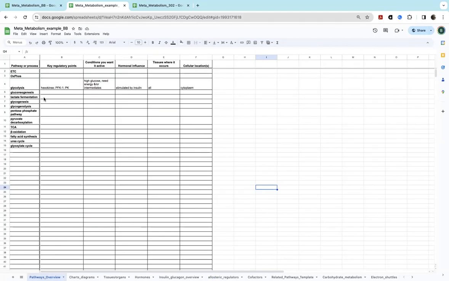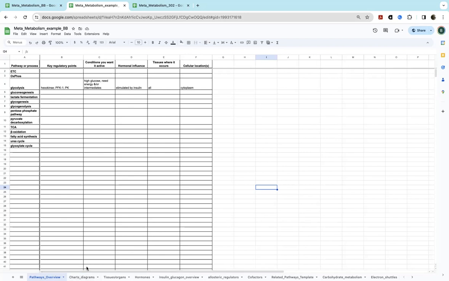So as you learn about different pathways, these are the main things to focus on. What are the key regulatory points at which those enzymes are regulated, by covalent regulation, such as hormone-triggered phosphorylation, or by allosteric modulators? Think about when you want that to be active, how you're going to go about activating it, and where it's going to occur, both in the cell as well as in the tissues.